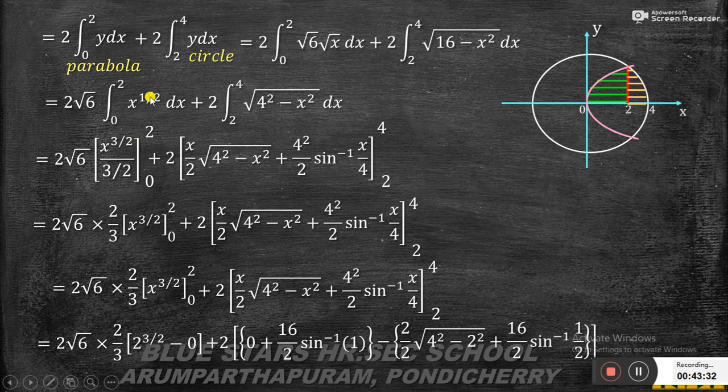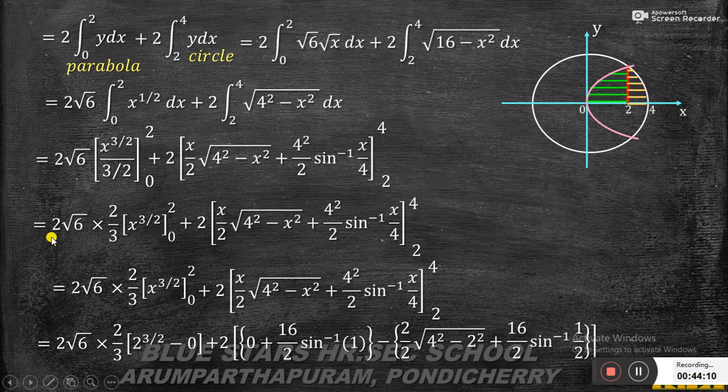So 2 root 6. Now we integrate the x power 1 by 2. Integration of x power 1 by 2 is x power 1 by 2 plus 1 divided by 1 by 2 plus 1, with limit 0 to 2, plus 2 into, now this is the formula for square root of a square minus x square. Integration of the square root of a square minus x square is x by 2 square root of a square minus x square plus a square by 2 sine inverse x by a. So here 2 into x by 2 square root of 4 square minus x square plus 4 square by 2 sine inverse x by 4.